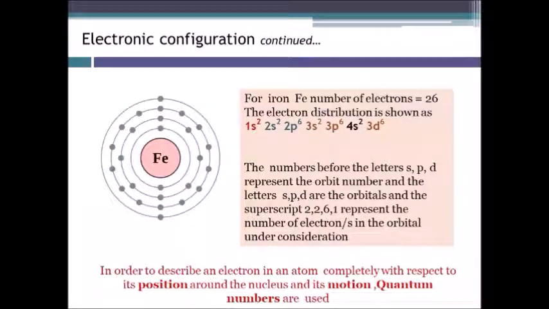Now, let us take another example, iron. In case of iron, we know the atomic number is 26. So, the number of electrons also has to be 26, otherwise the atom will not be electrically neutral. How do we arrange it? We have written the electronic configuration as 1s2, 2s2, 2p6, 3s2, 3p6, 4s2, 3d6. Why this odd distribution of electrons, you will say?